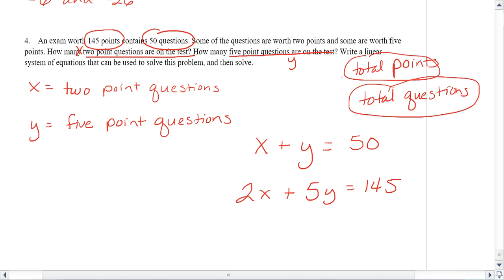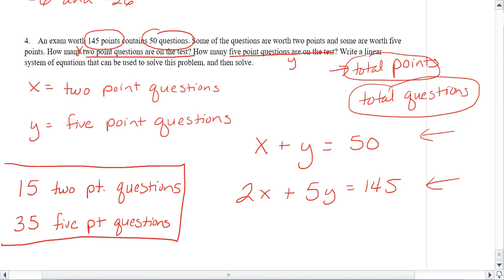All right, hopefully you realized that for the points equation, the total points is 145, and there's x 2-point questions, so we took the 2x. There's y number of 5-point questions, so we have 5y, and that's going to give us our 145 points. Then for the questions, that's kind of easy. There's 20 questions on the test, so you just add the x and the y, and that'll give you your 20. So now push pause and go ahead and solve these.